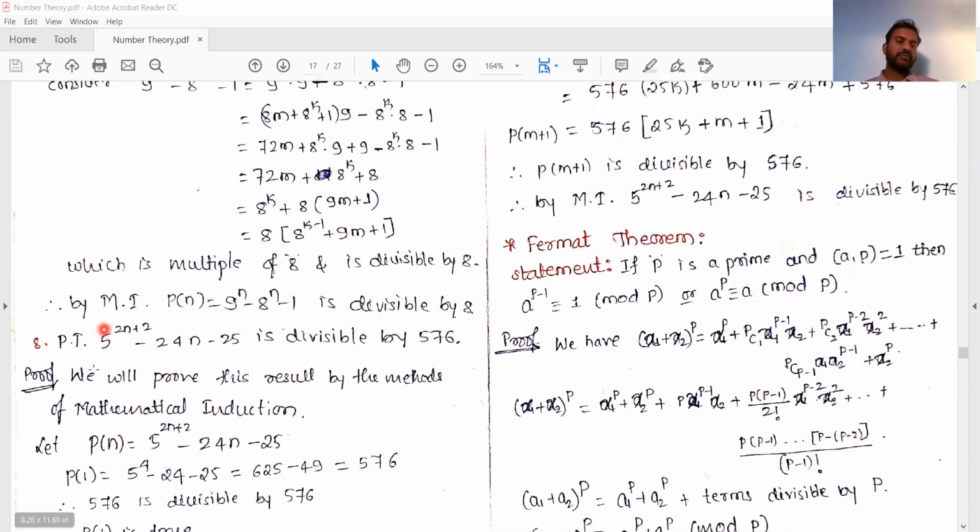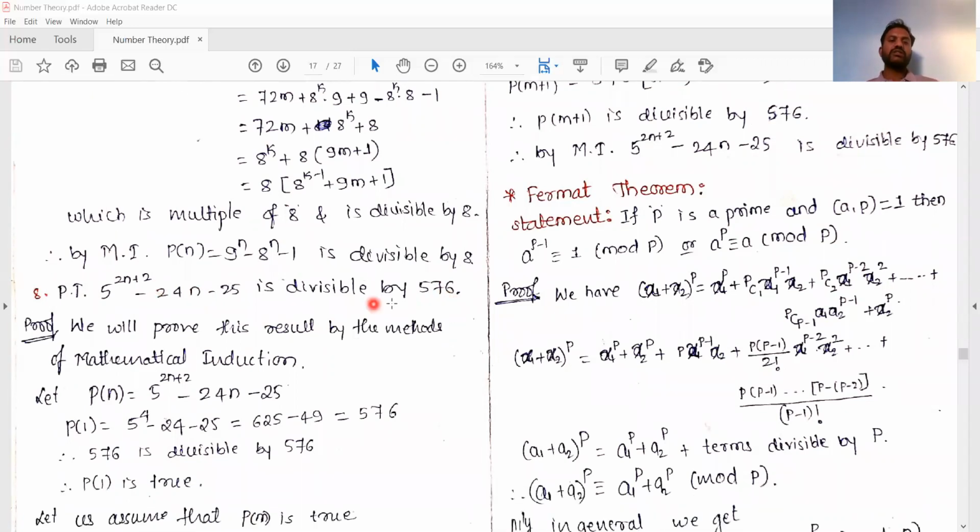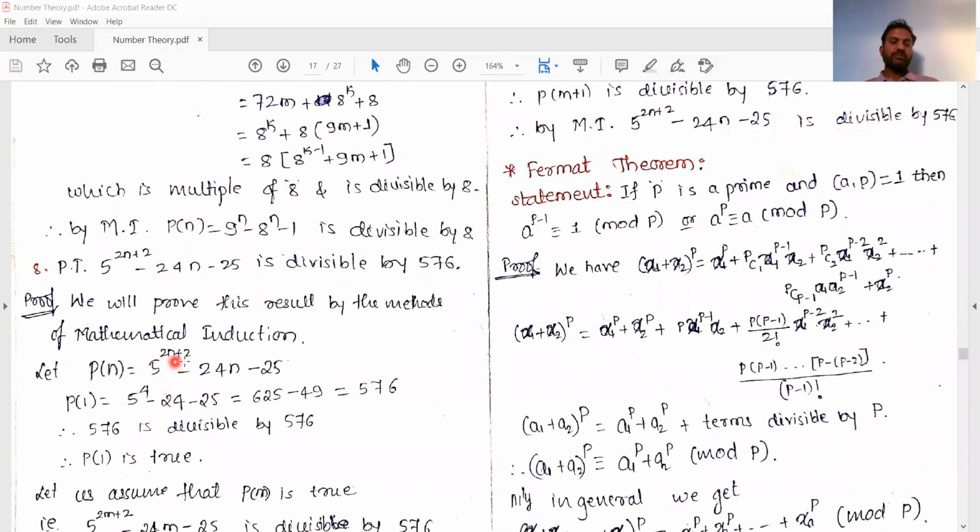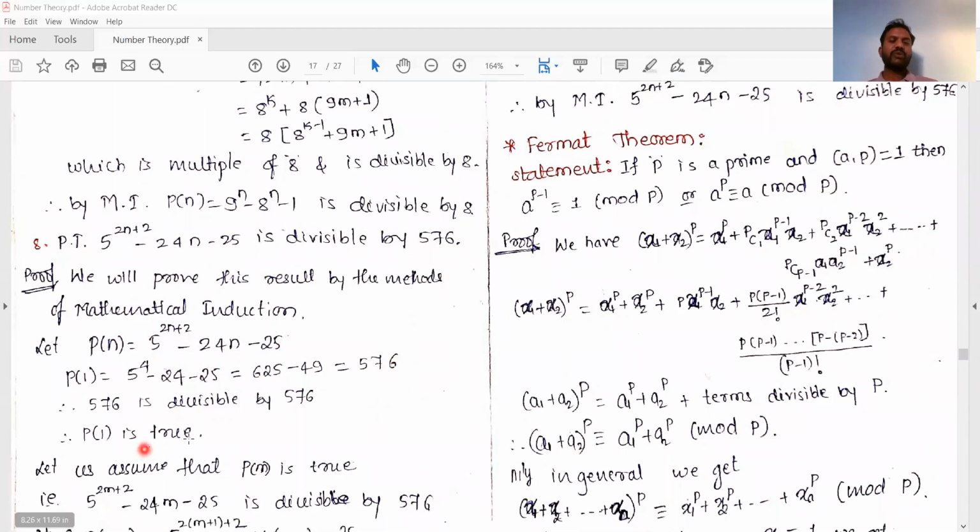Now the next example: prove that 5 raised to 2n plus 2 minus 24n minus 25 is divisible by 576. Again, this result we will prove by using the method of mathematical induction itself. So we have considered P of n equal to 5 raised to 2n plus 2 minus 24n minus 25. Take n equal to 1. So 5 raised to 4 minus 24 minus 25, 5 raised to 4 is 625, 625 minus 49 is 576. 576 is divisible by 576. So therefore P of 1 is true here.